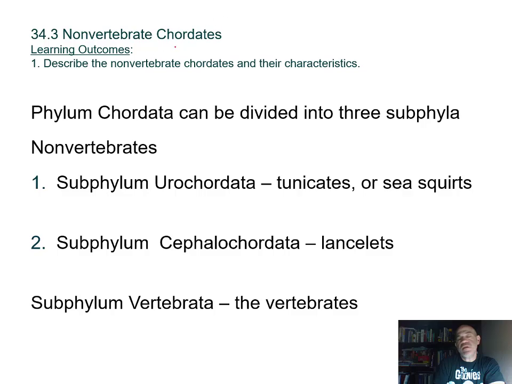This segment is going to cover chordates that do not have vertebrae. So these are the non-vertebrate chordates. The phylum Chordata can be divided into 3 subphyla. The non-vertebrates are these first 2 here. The subphylum Urochordata, these are called tunicates or sea squirts, and there's some other bizarre animals in there. And then the subphylum Cephalochordata, which are the lancelets that I mentioned in the prior section.